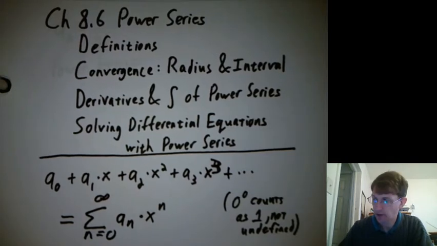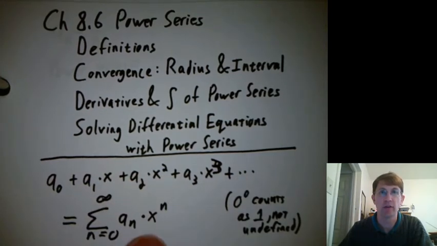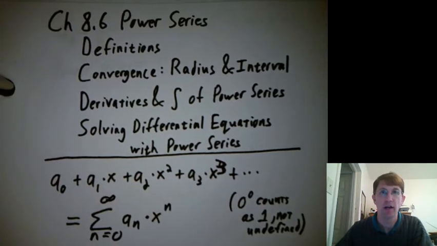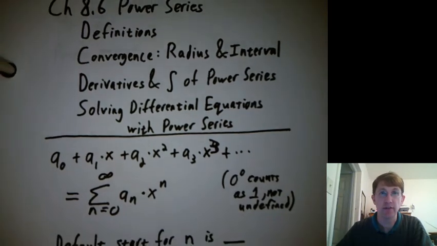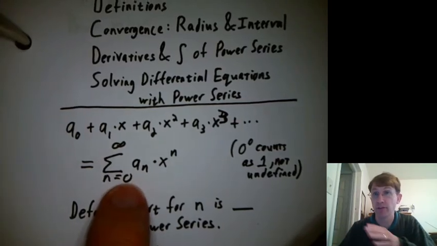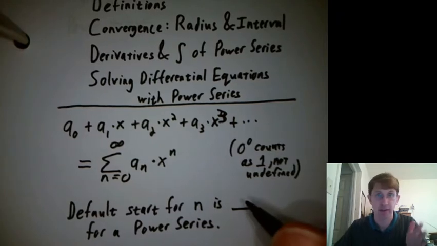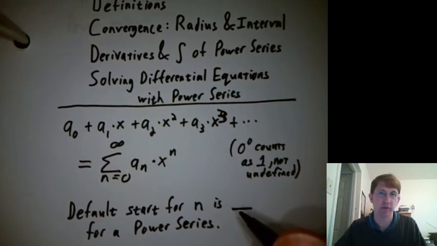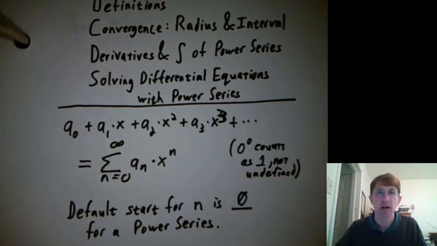So that's the way we write a generic power series, either in the long version or the summation notation. So one thing we need to point out here in chapter 8.6, our default starting point for n for a power series is 0 rather than the 1 that it was in chapter 8.1 through 8.5. And a lot of textbooks do that. They default to n equals 1 to start, and then when we get to power series, they default to starting at 0. So that's something good to keep in mind.